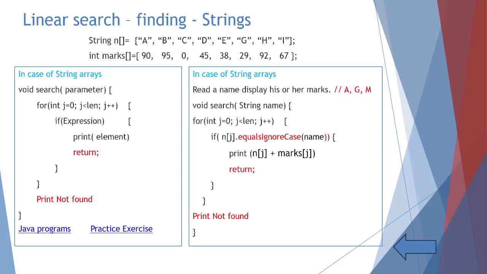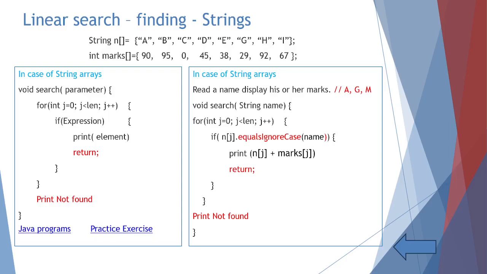Now, int j is equal to 0, j less than length, j plus plus, a linear way. If some expression is found, see, there are curly braces after the if. Why? Because I want to write two statements: print the element that it is found, and return from there only.